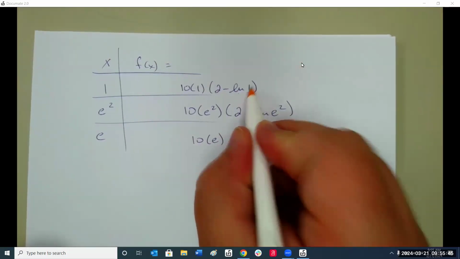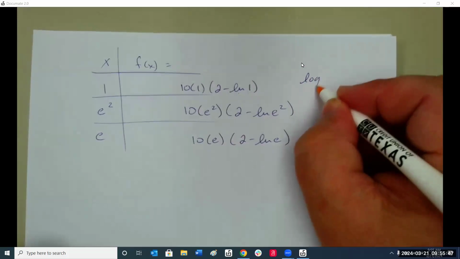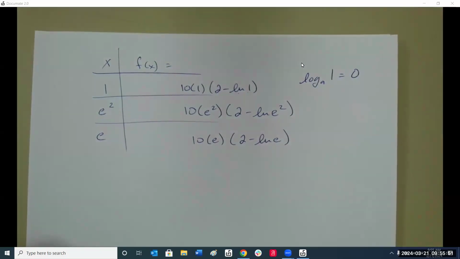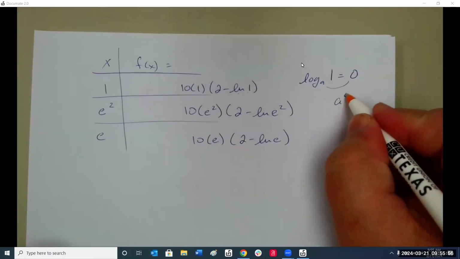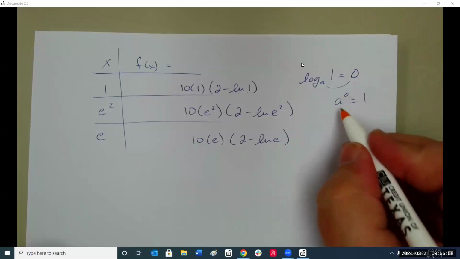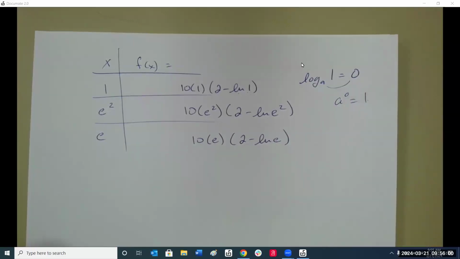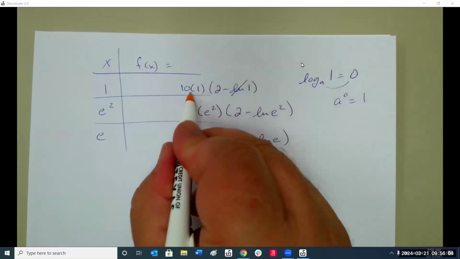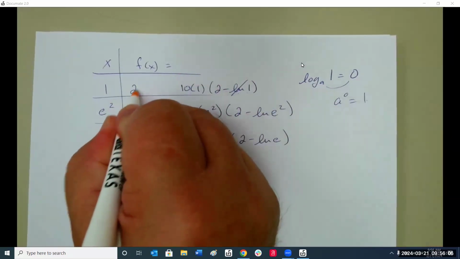ln 1 is what? Log base anything of 1 is 0, because the only way that can be true is anything to the power 0 is 1. So that is 0. So 10 times 2 is 20.